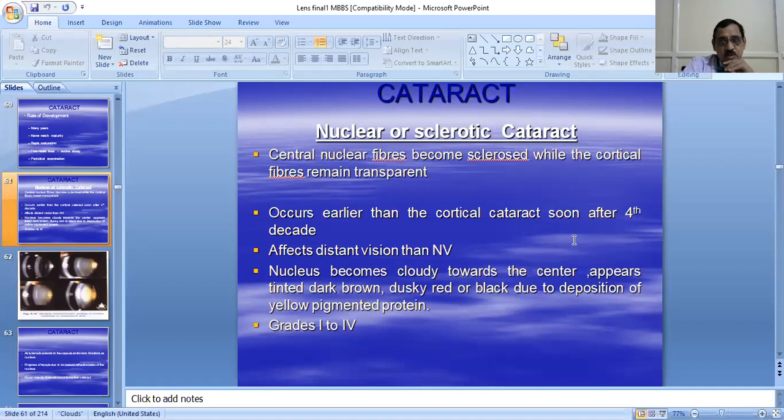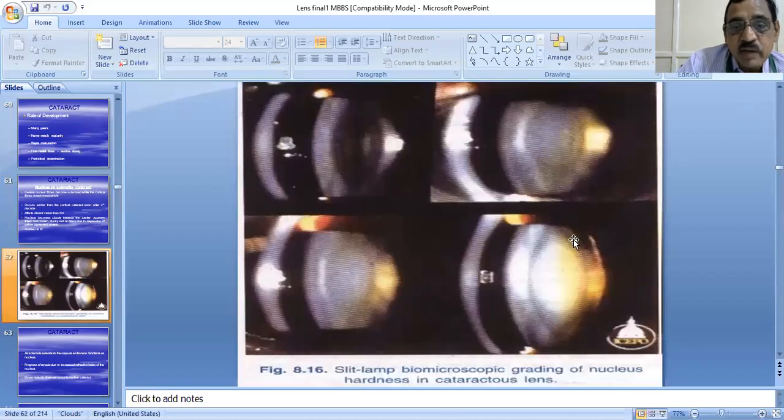The iris shadow will not be present in these cases. The nucleus becomes cloudy and the center appears tinted brown. I have already mentioned the various colors. As it matures completely, the whole lens may act as nucleus. I told you also that there will be a myopic shift in these individuals, and their presbyopic onset will be delayed. It is graded into 1 to 4.